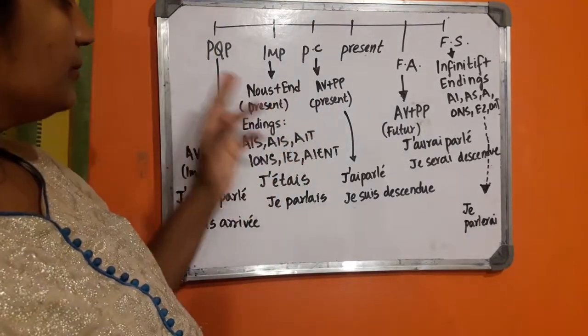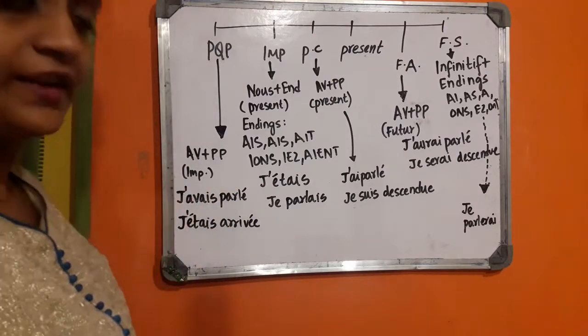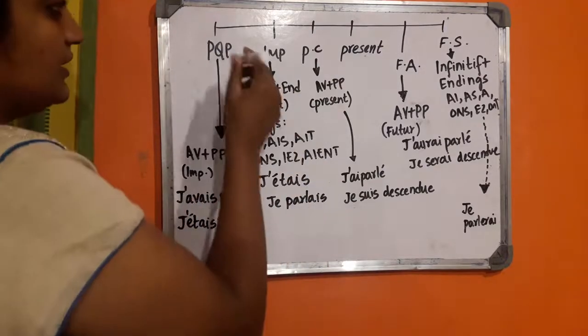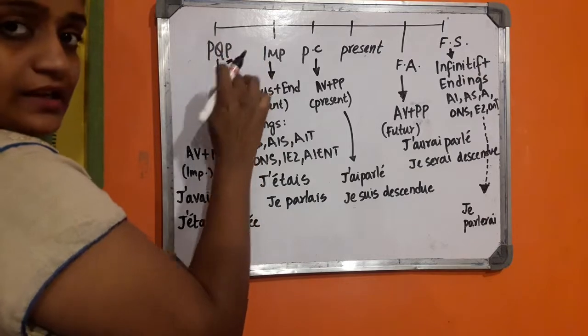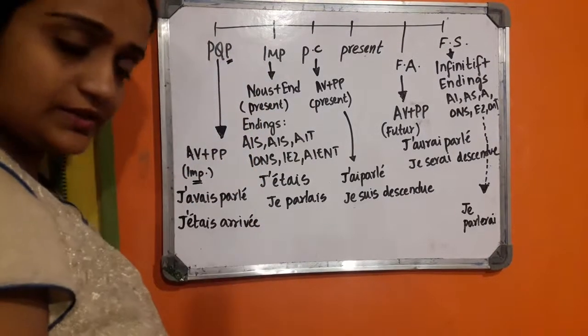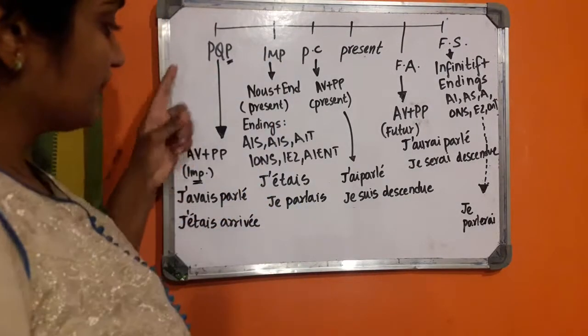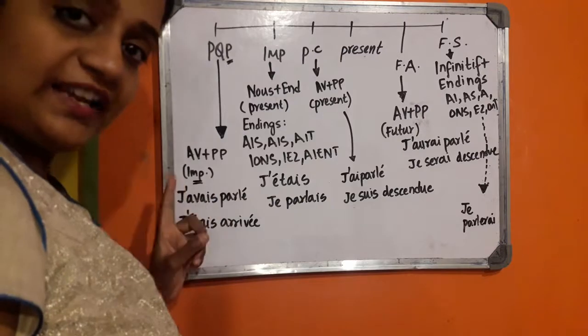So look at this now. Plus que parfait, AV plus PP. AV is in imparfait. How do you remember that? If you see the name itself, plus que parfait, and the formula also has the word imparfait. Okay, so remember it like that. Parfait, parfait is like a pair. Okay, so plus que parfait has AV plus PP and AV is in imparfait.